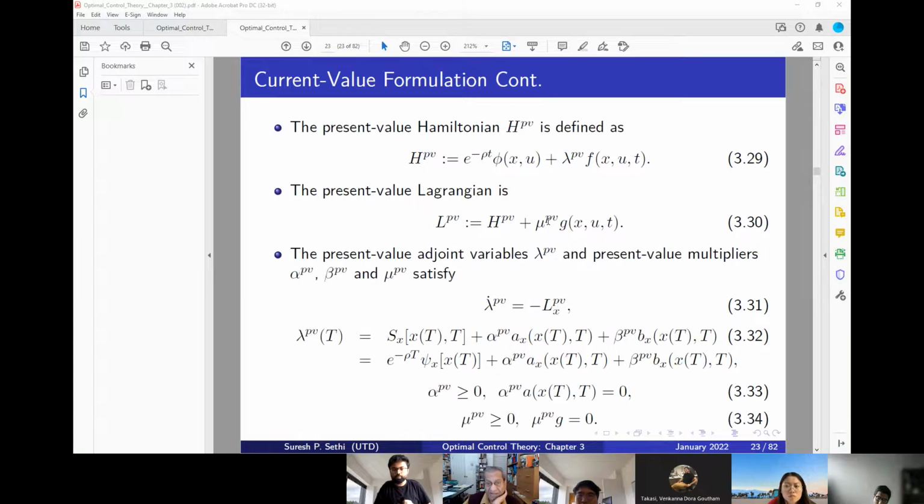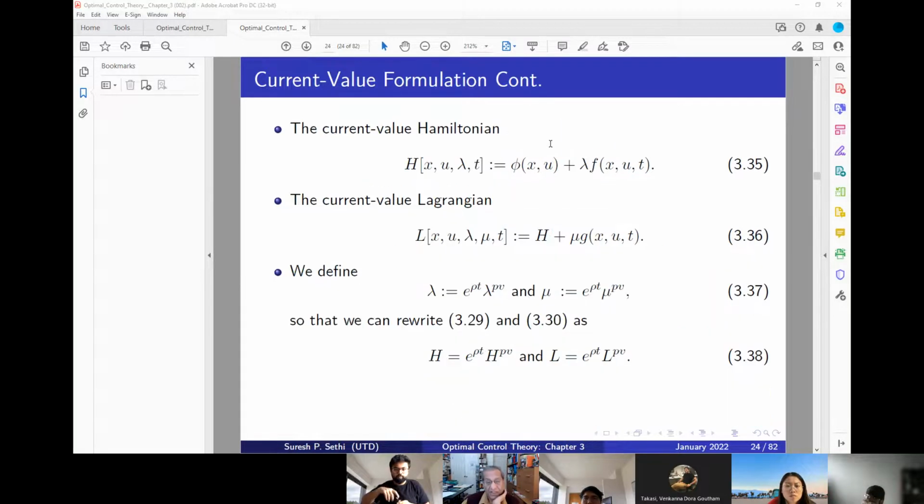Remember, we are dividing by e to the minus rho t, which means we are multiplying by e to the plus rho t. Right? Dividing by e to the minus rho t is the same as multiplying by e to the plus rho t. So we are now multiplying lambda PV by e to the plus rho t, or dividing lambda PV by e to the minus rho t, you get the lambda. We also define mu the same way. So what are we saying?